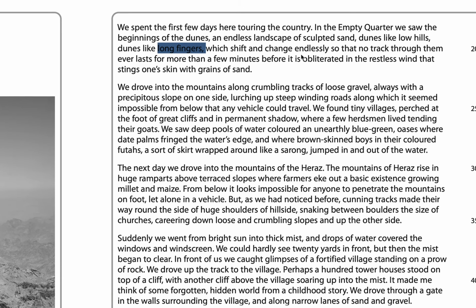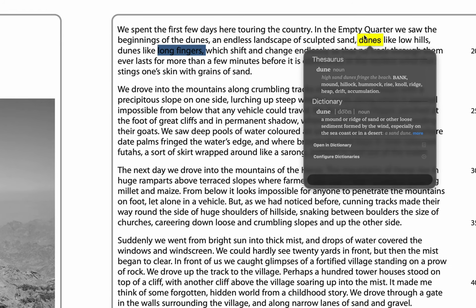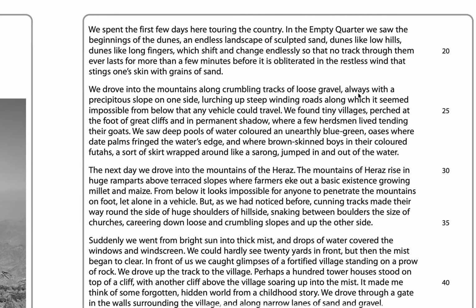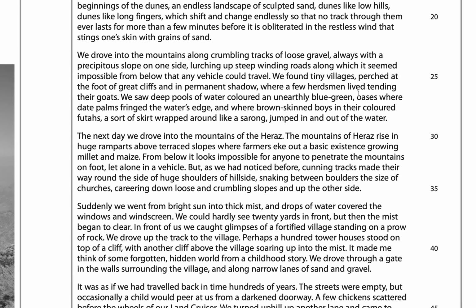What is he doing? He's describing, and we can see what dunes is. Oh, there you go, high sand. Yes, basically that's what I thought. It's like different aspects of sand, I believe. He's describing a lot. We're seeing a lot of words. We can't talk about everything. We're looking for something that's worth talking about.